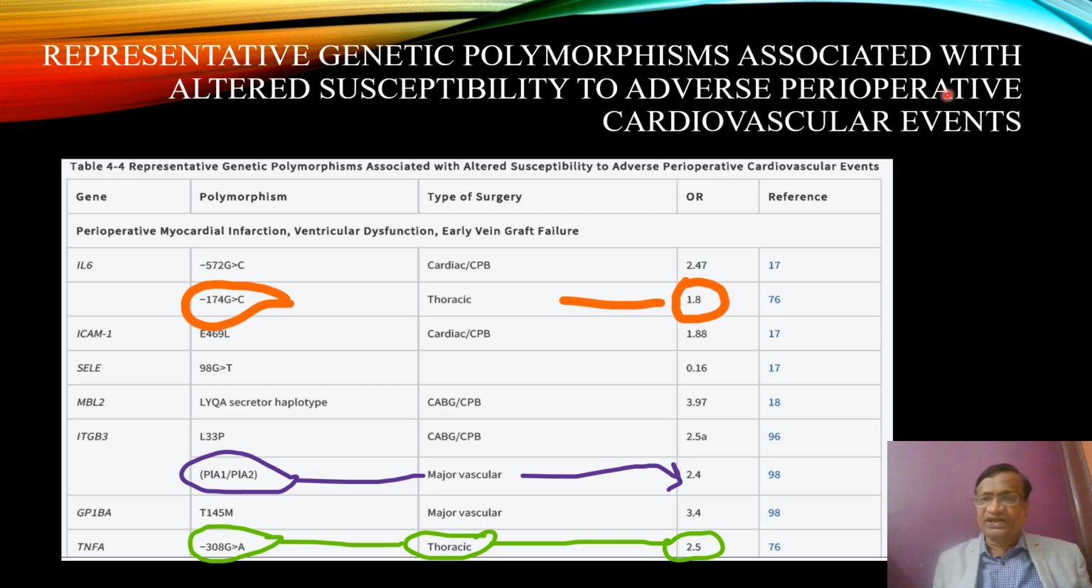Now we have adverse perioperative cardiovascular events. You see this gene is IL-6. If there is a polymorphism, a polymorphism is some variant, and if you do a thoracic surgery, your adverse perioperative events are 1.8 times more. For example, with this gene polymorphism in major vascular surgery, your adverse perioperative complications are 2.4 times more. With this gene polymorphism in thoracic surgeries, the odds ratio of bad events is 2.5 times more.